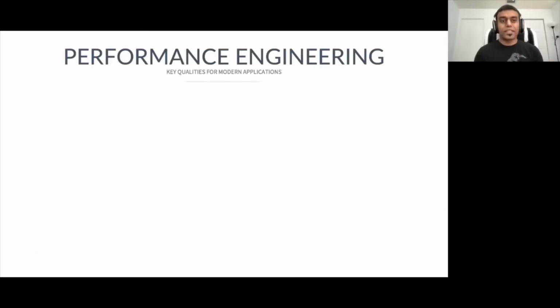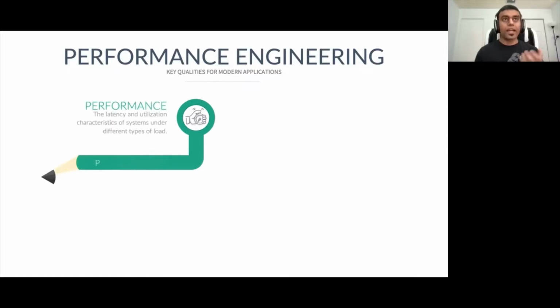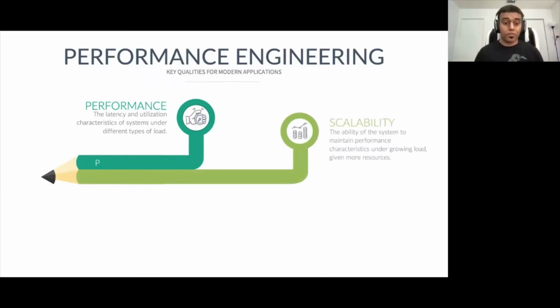Before we jump into the stories, I just want to make sure we're setting the context for all of us to be on a similar page, to focus on the area that we're talking about. At a high level, all things dealing with performance, which is the latency and utilization characteristics of systems under different types of load. We all know that at a high level as the umbrella term of performance, which has different types of testing under it, load, stress, etc.